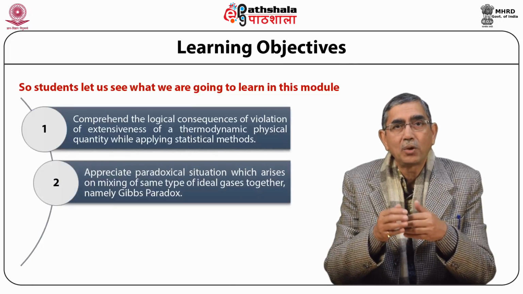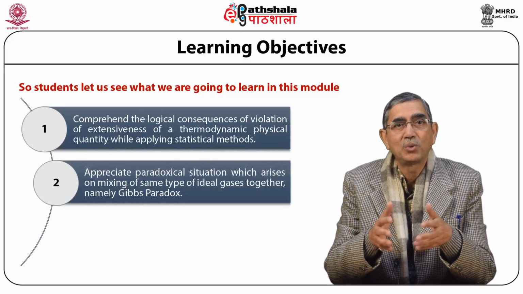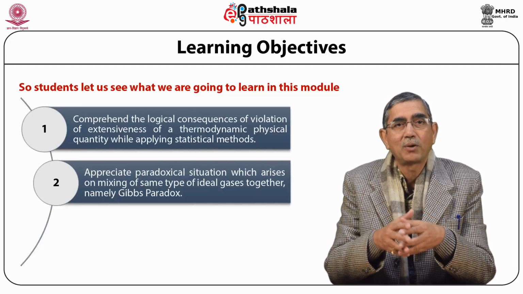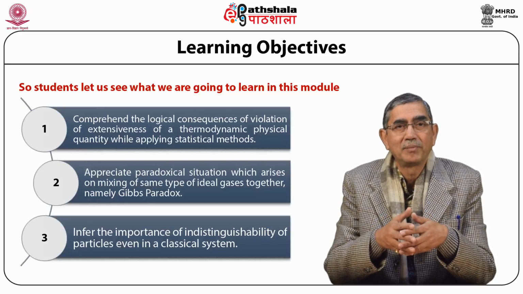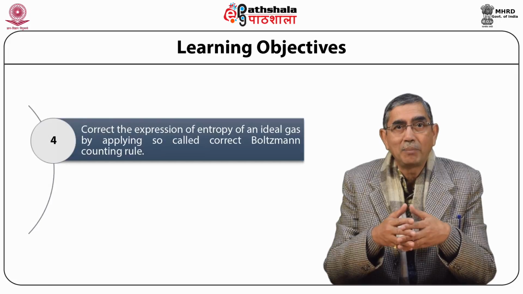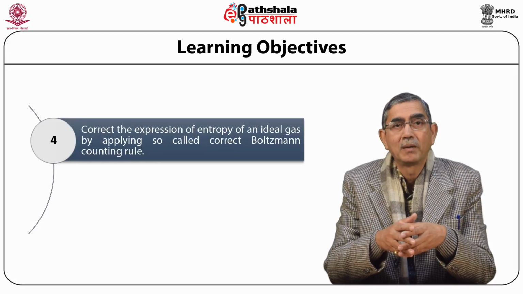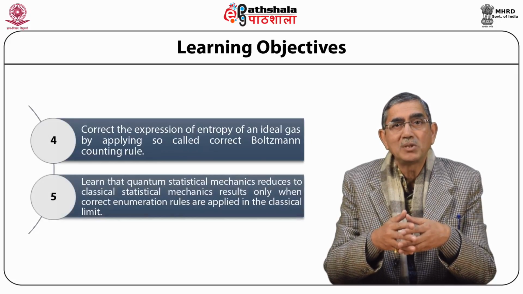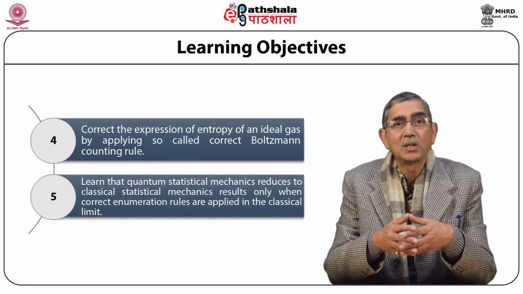Appreciate the paradoxical situation which arises on mixing of same type of ideal gases together, namely the Gibbs paradox. Infer the importance of indistinguishability of particles even in a classical system. Correct the expression of entropy of an ideal gas by applying the so-called correct Boltzmann counting rule. Learn that quantum statistical mechanics reduces to classical statistical mechanics results only when correct enumeration rules are applied in the classical limit.